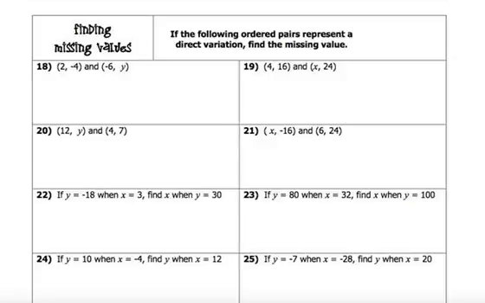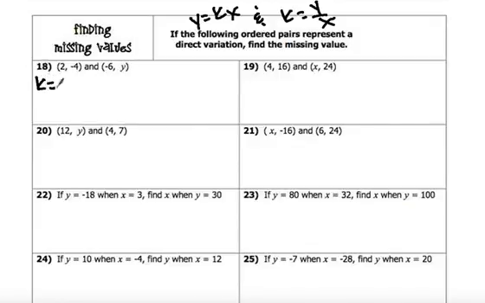Finding missing values. Sometimes we will be given 2 points or 2 situations. And in those 2 points we have an x and a y. Sometimes we'll be given 1 point that has both parts and 1 point that's missing part of it. And we'll be told that it's a direct variation. Remember with direct variation it's y equals kx. And we can also say that k equals y over x. And so we're going to use both of these equations in order to find that missing value. The first thing that we're going to do is find our k.